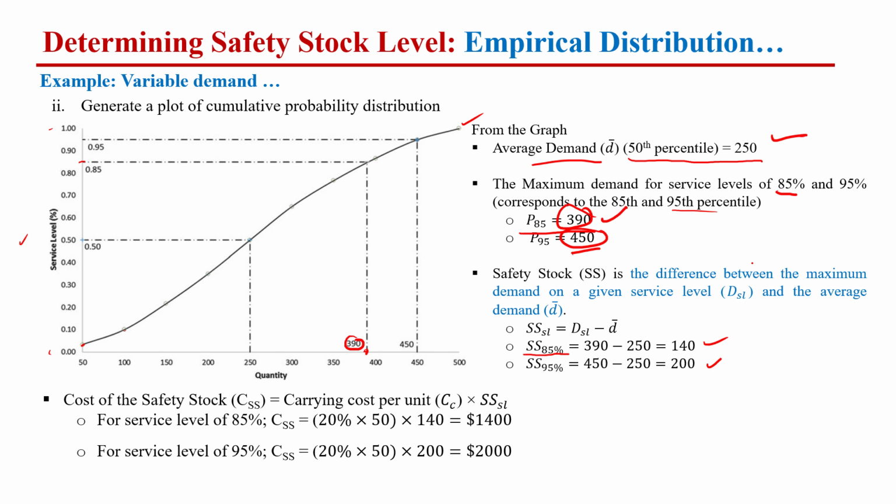Based on the data we can then calculate the carrying cost. So 140 multiplied by the carrying cost per unit gives the carrying cost, which is the carrying cost per unit multiplied by the safety stock. Same is the case against the 95%.